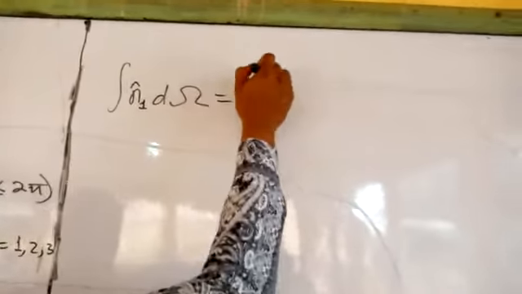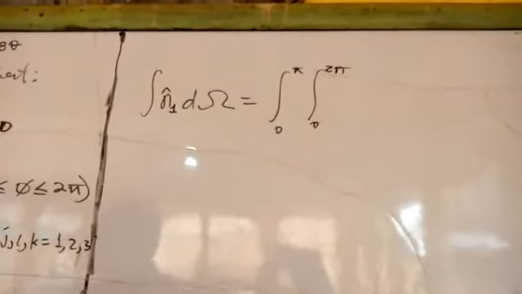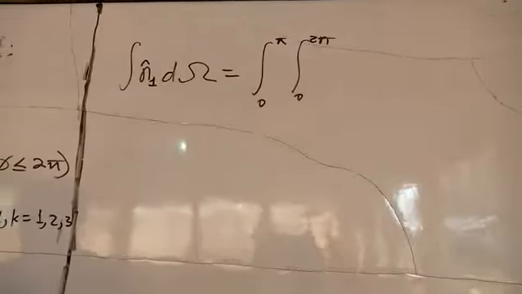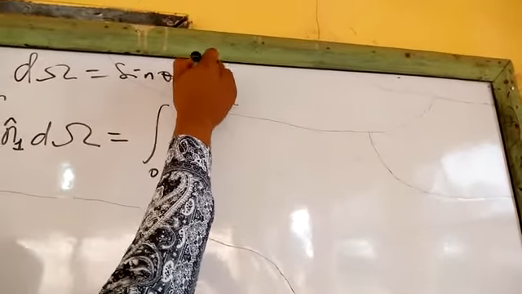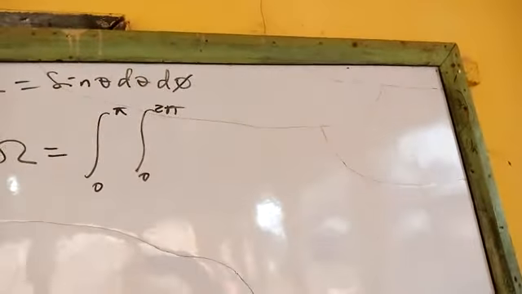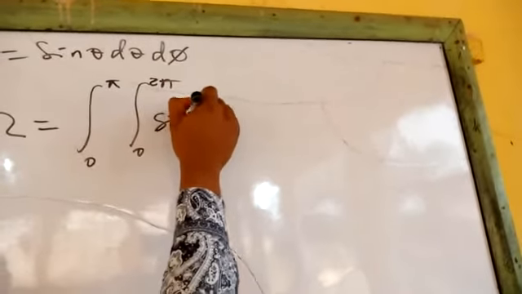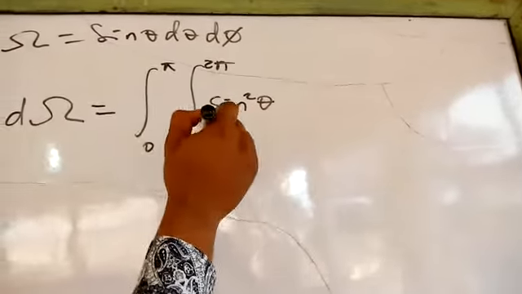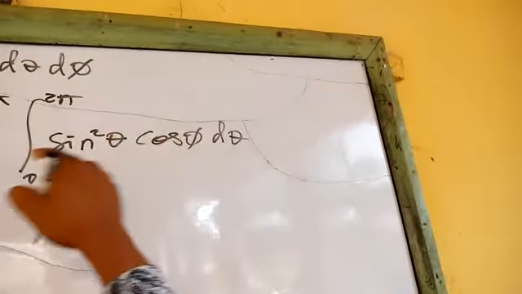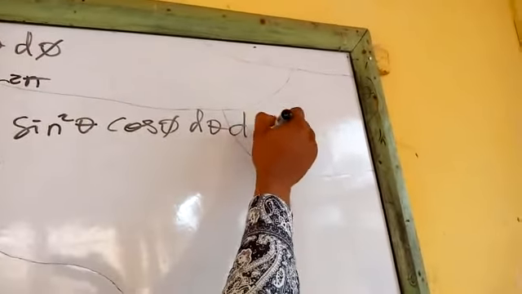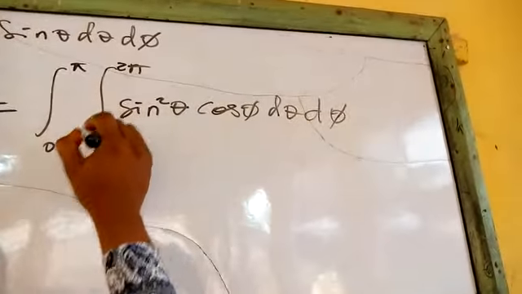So let me start from the beginning, 0 to pi, 0 to 2 pi. One other thing I didn't give at the beginning is that d omega is the same thing as sine theta d theta d phi. So because of this sine theta, I'm going to have instead sine squared theta, because of this sine theta here too. Then I'm going to have cos phi, then d theta being the first integration interval, and d phi the second.